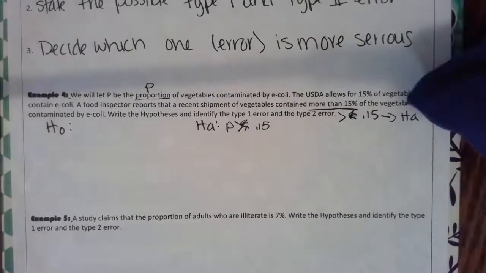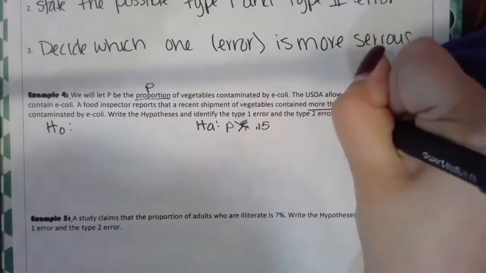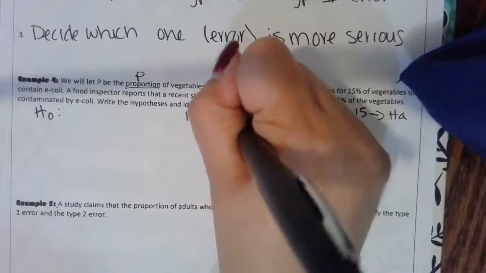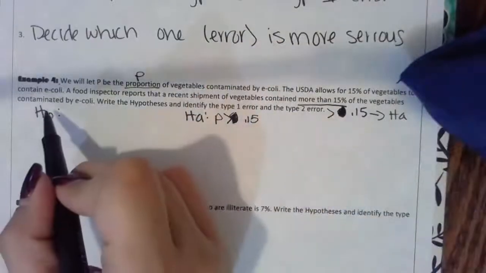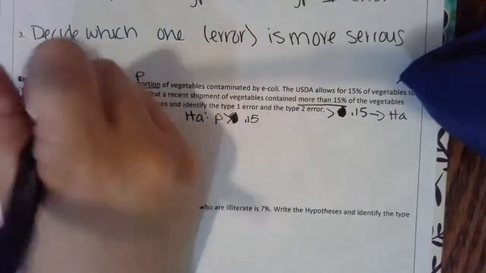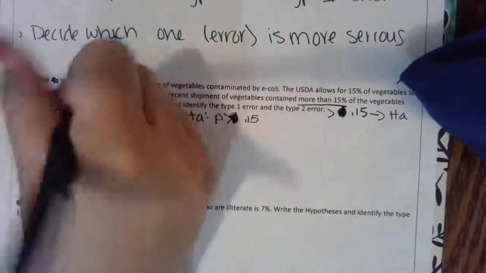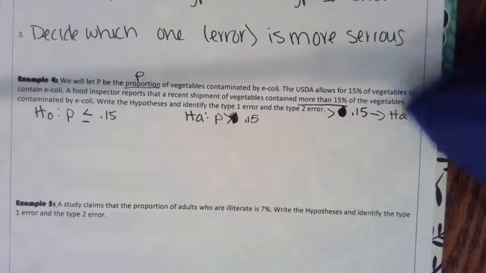Okay. Fine. Everything's fine. And down here too. So then to write your null hypothesis, it'd be the complement. So again, P 0.15, but in this case, the opposite of greater than would be less than or equal to.